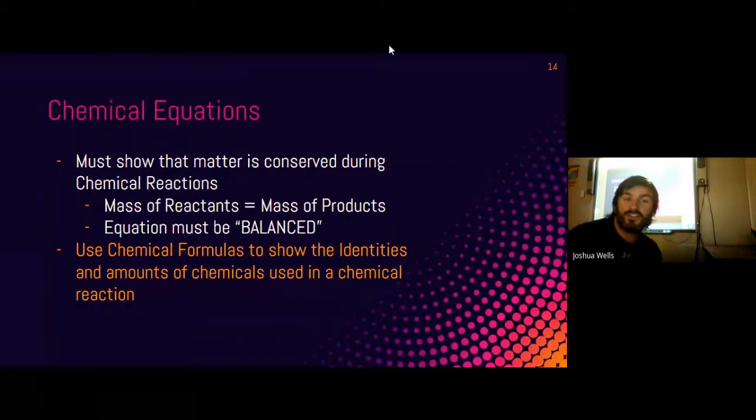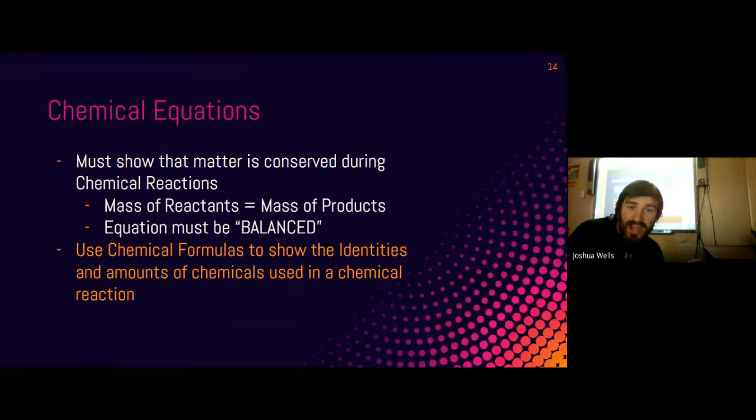All right. So chemical equations must show that matter is conserved during a chemical reaction. Like I just showed you, if you have 1 sulfur on your product side, then you better have 1 sulfur on your reactant side. And it works the other way around: if you have 2 carbons on the reactant side, then you better have 2 carbons on your product side. You can't destroy matter. We can't create it. We can only change what we already have.